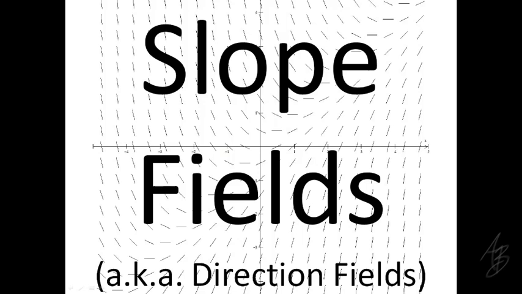So when we do that at a lot of points, we get something that we call a slope field, also known as a direction field. The background of our title screen here is a slope field, and that slope field is telling us what functions that would solve a particular differential equation might look like.